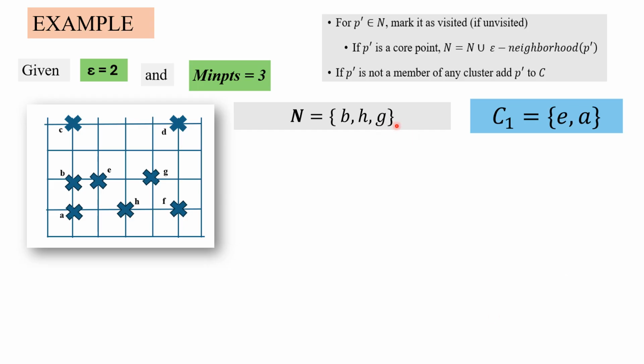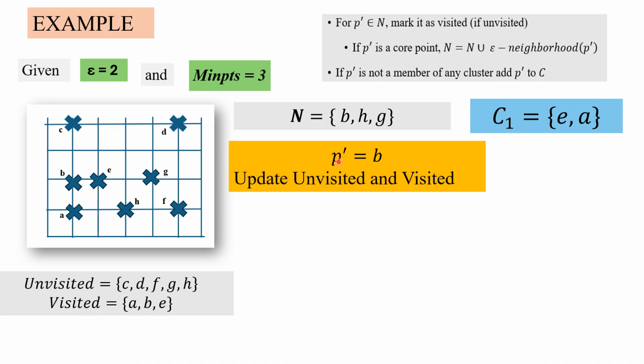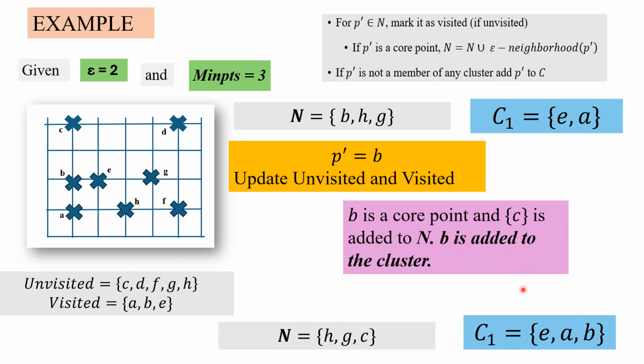Now we go to the second iteration. This is where we had left in the previous slide. N equal to BHG, C1 is this. So we again pick up a point, which is B, the first one here. Update unvisited and visited. B comes down here into visited, and unvisited becomes one lesser. Now B is a core point, and C, there is an addition to N. Why? Because B, the epsilon neighborhood of B also includes C, because this distance is 2.